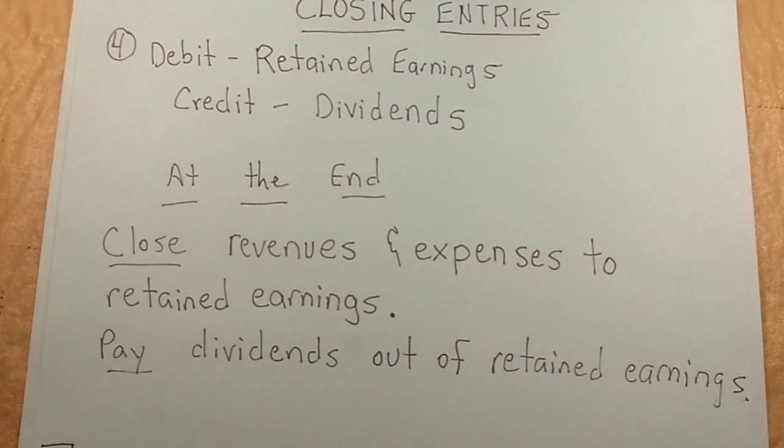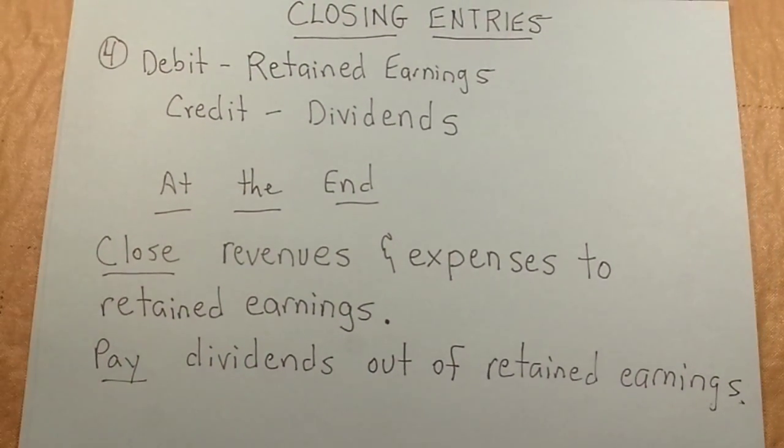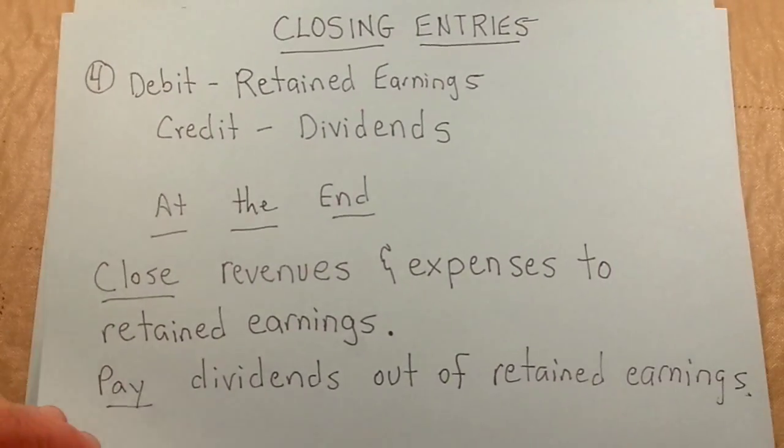The fourth closing entry is to debit retained earnings and credit any dividends, because during the year we might have debited dividends and paid cash to the shareholders. Here at the end of the year, we're just going to go ahead and close the account out. At the end of the period, we have closed revenue and expense to retained earnings, also closed dividends into owner's equity, and then we pay dividends out of the retained earnings.